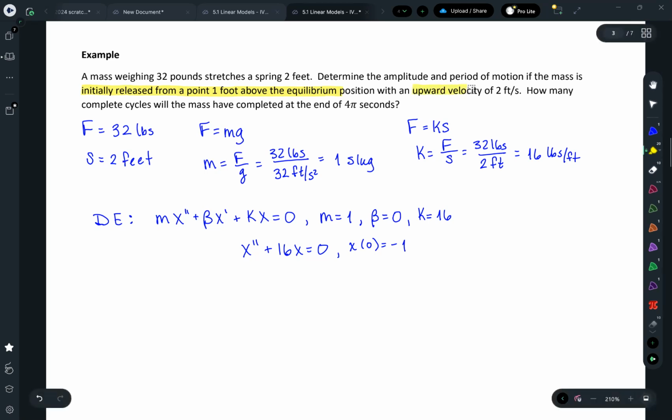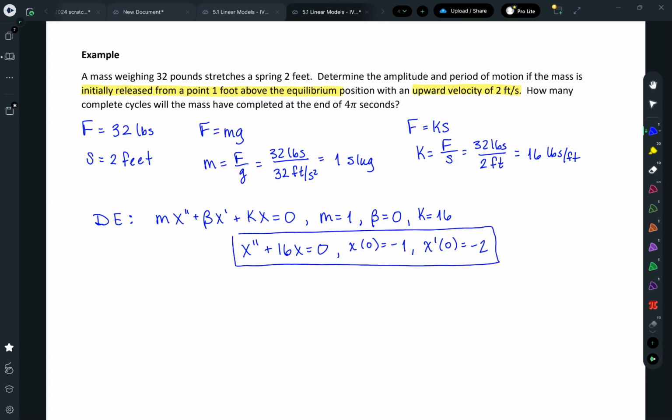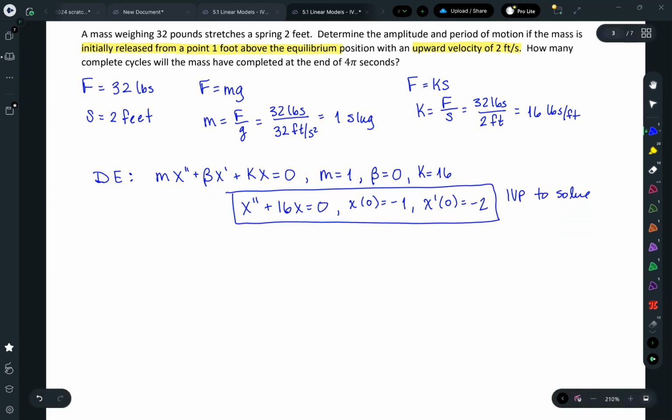The upward velocity of 2 feet per second tells me that x prime of 0 is equal to its upward velocity, so that's -2 feet per second. Okay? So now I have my differential equation with the initial conditions. This is my IVP. So this is the IVP to solve. All right, so let's go ahead and solve it.